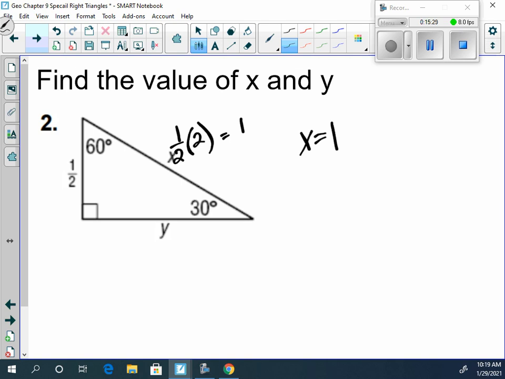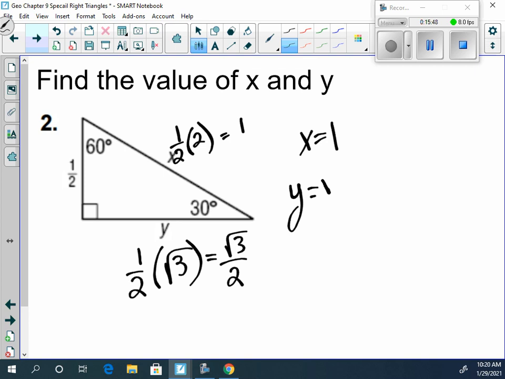Now, what do I do to find the side opposite 60? I take the shortest side and multiply it by the square root of 3. So we'd have 1/2 times the square root of 3. And that's it. Because once we have the smallest side, we multiply it by 2 to get the hypotenuse, and multiply it by the square root of 3 to get the side opposite 60.